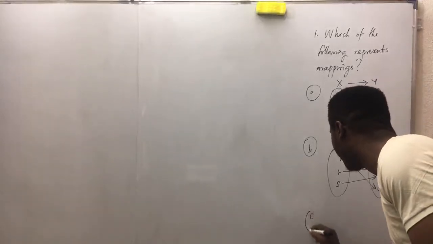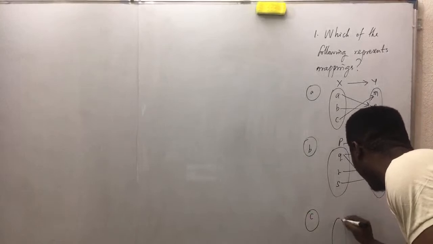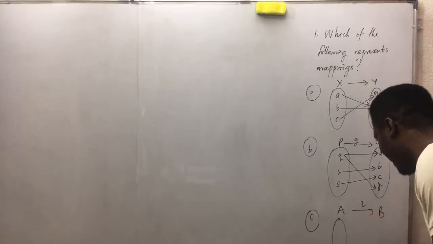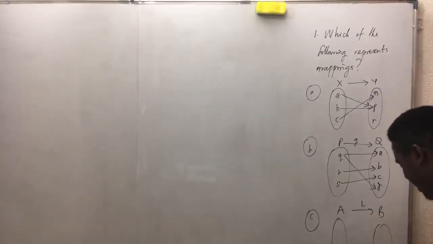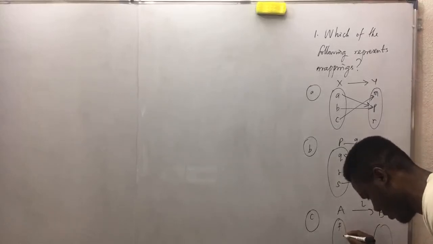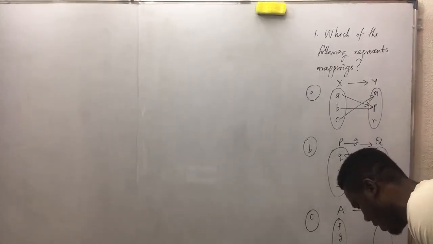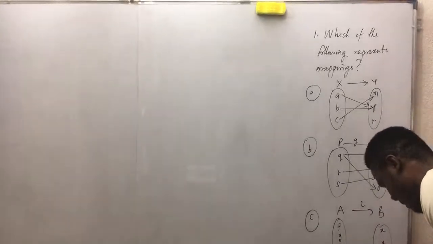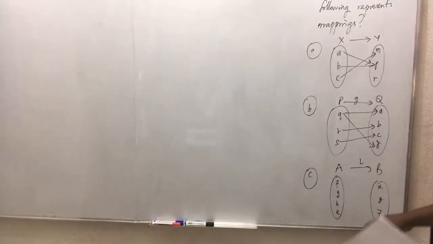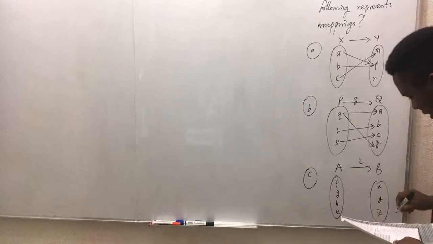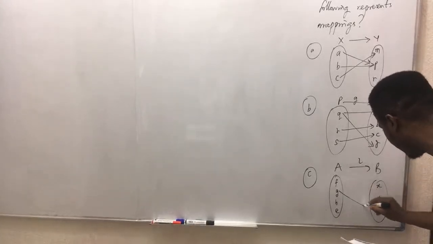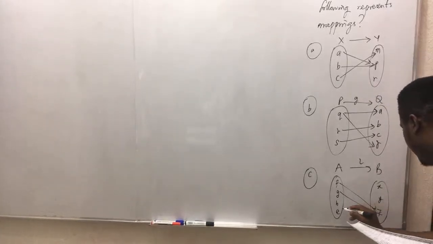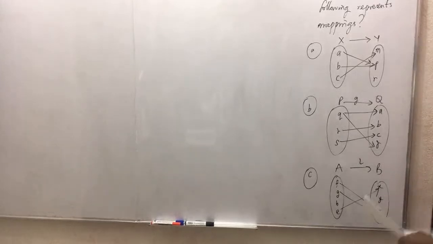In C, the last but one, we have A going to B under a mapping or relation L, and we have F, G, H, and E, and X, Y, and Z. I hope the camera can actually capture this. We have G and F going into Z, and E going into X. So that's what we have.